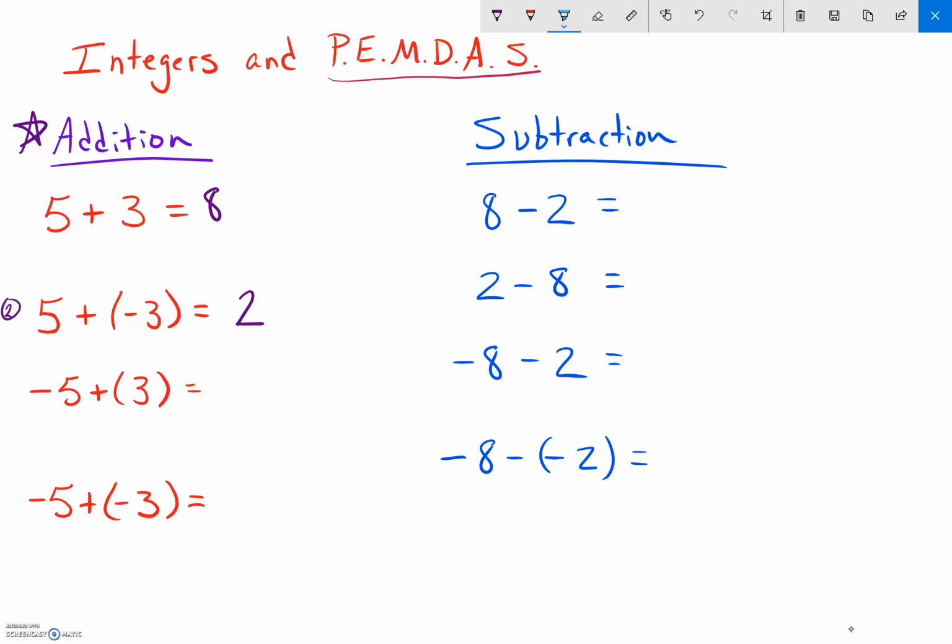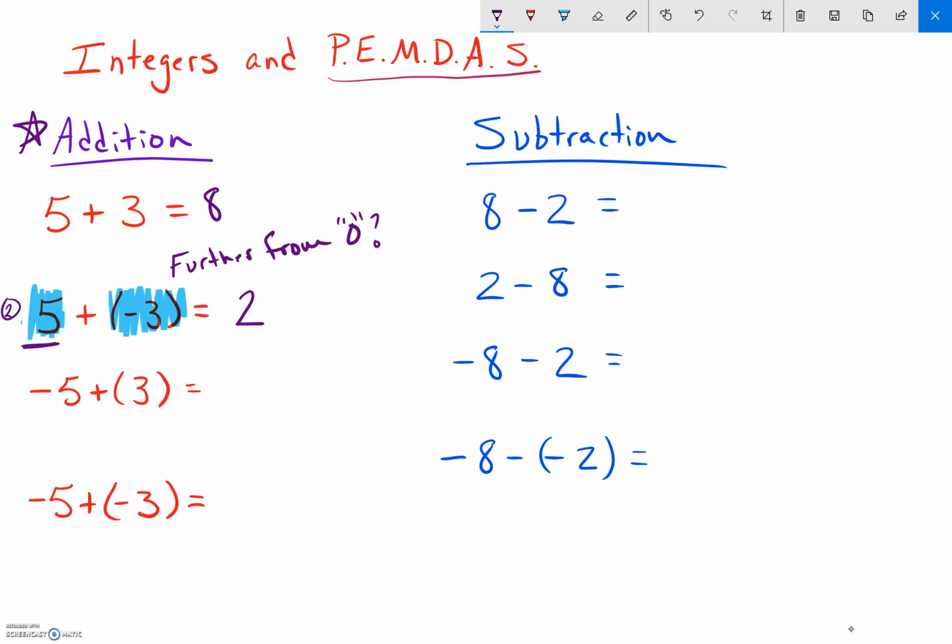So if you look at 5 and you look at negative 3, you're going to ask yourself which one of those numbers is further from 0 on a number line. Which of those numbers is further from 0? It's going to be this one. So that would mean that your 2 is going to be positive.